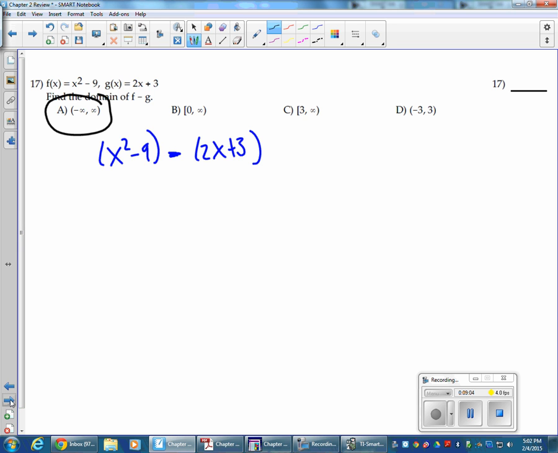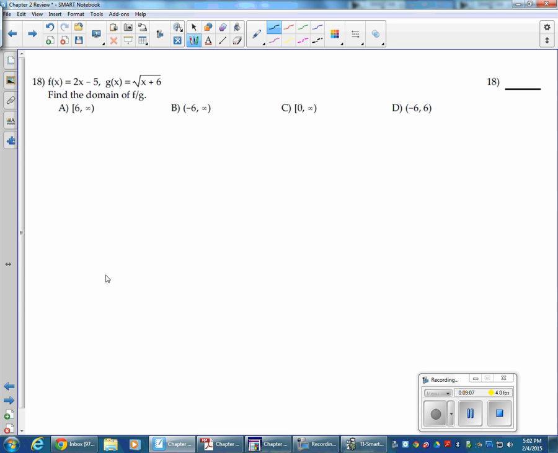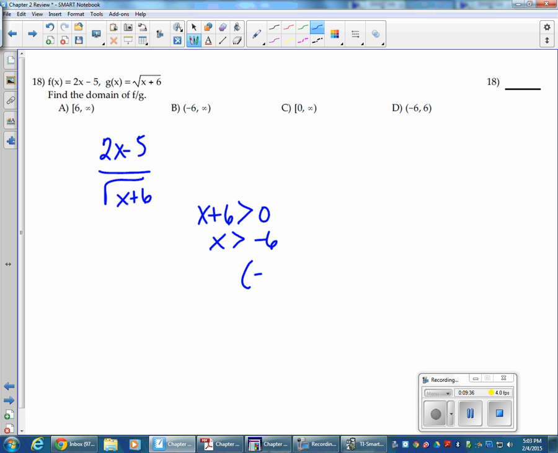See if I can do one more before I pause this. Find the domain of f divided by g. This is going to be a little bit longer. So f is on the top, g is on the bottom. Now typically, if it's underneath a square root, it has to be greater than or equal to 0. But because this is on the bottom, it cannot equal 0. So x plus 6 has to be greater than 0. Cannot be equal to, because then you'd be dividing by 0. So x has to be greater than negative 6. So that's going to be from negative 6 to infinity.